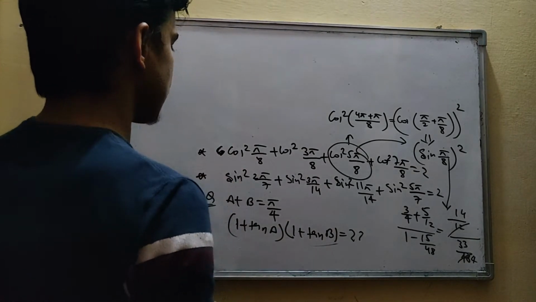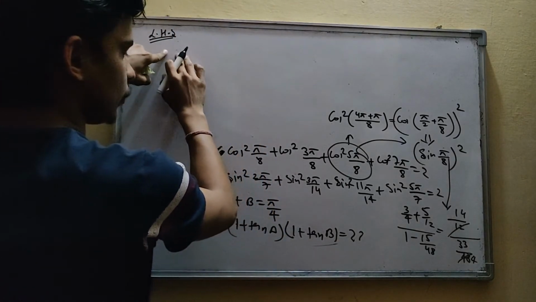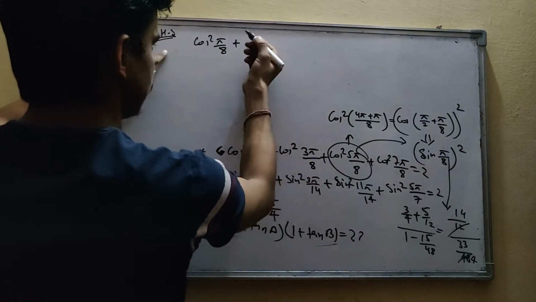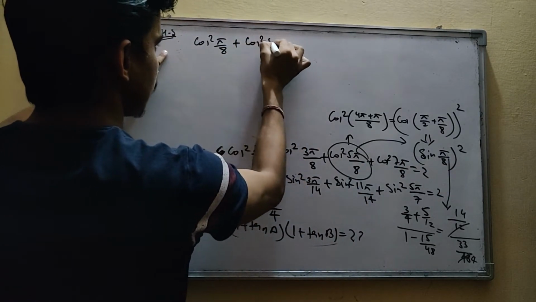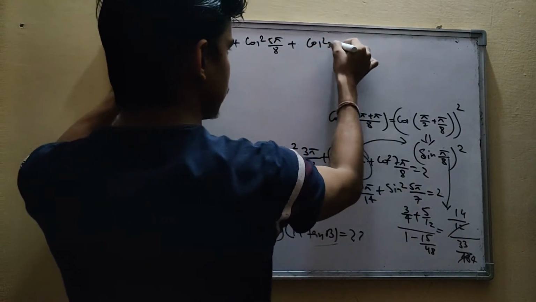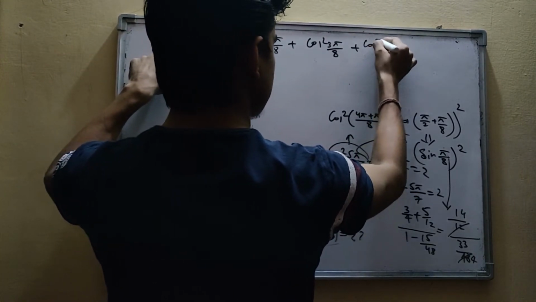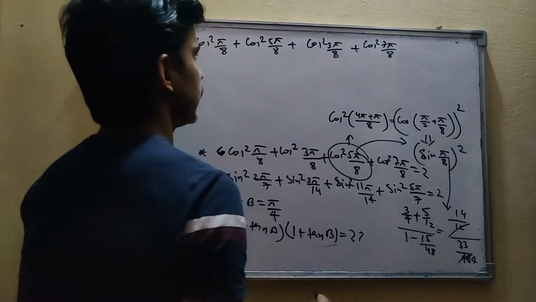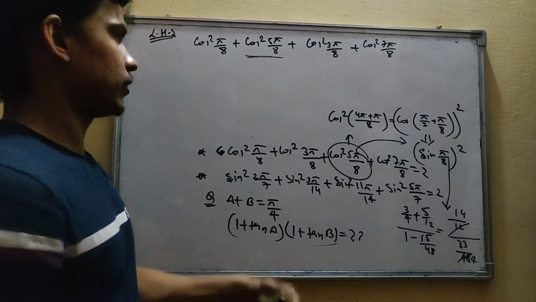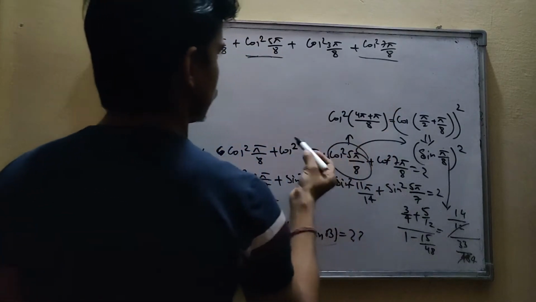So cos square pi by 8 plus cos square 3 pi by 8, like this, right? So you can write like this, cos square pi by 8. Now using this, I'm just reshuffling them. Cos square 5 pi by 8 plus cos square 3 pi by 8 plus cos square 7 pi by 8. So I just shuffled them, and you can do it on a separate sheet, like this is equal to this, and in the same way you can do with this also, right?